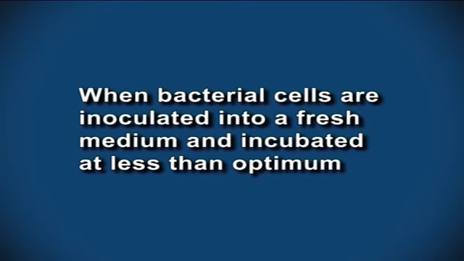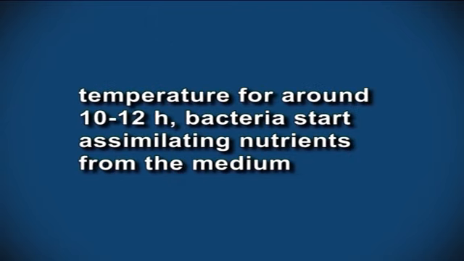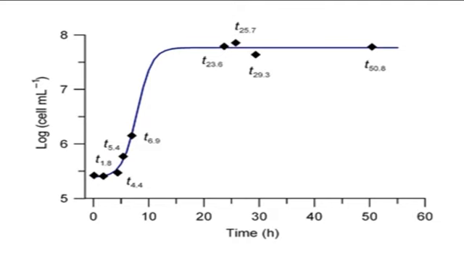When bacterial cells are inoculated into a fresh medium and incubated at a less than optimum temperature for around 10 to 12 hours, bacteria start assimilating nutrients from the medium. However, cell division will not take place at this temperature. Once the medium is transferred to optimum temperature, all bacterial cells start dividing at the same time, leading to synchronous growth.